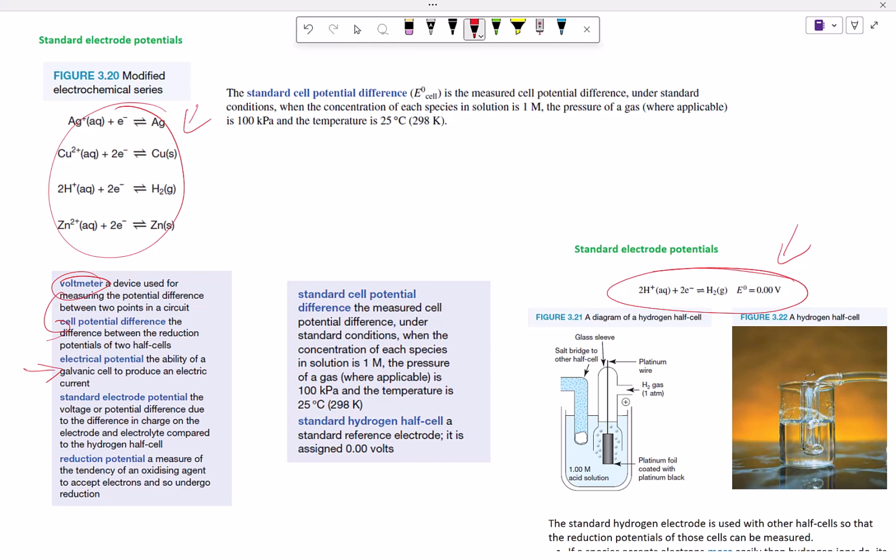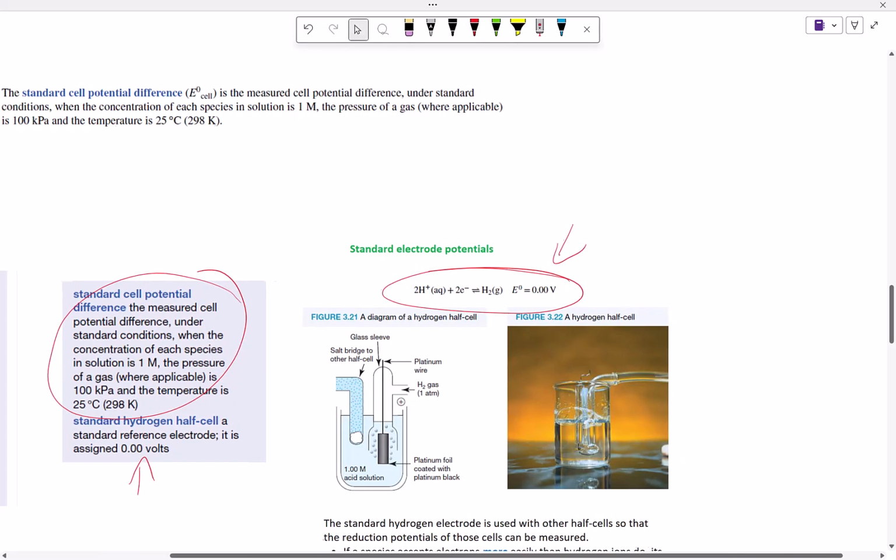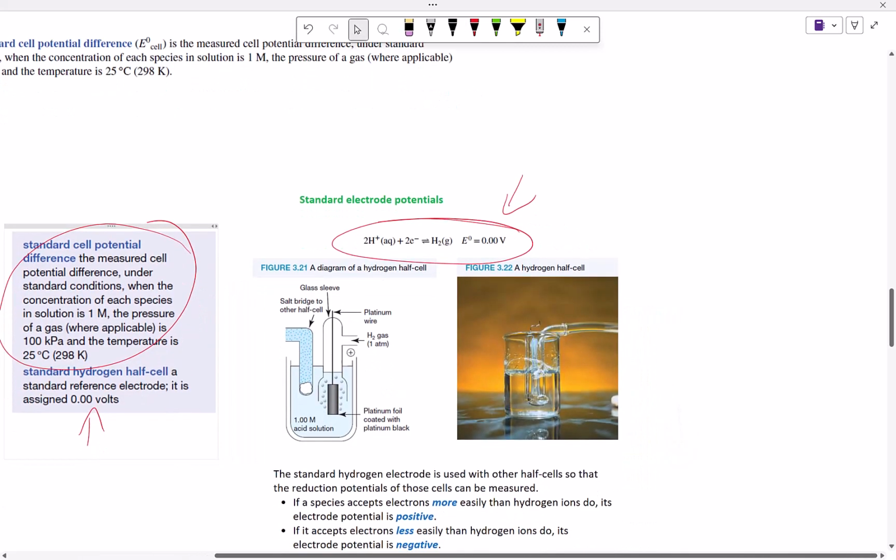And it's all done, as it's written here, under set conditions. It's done in a solution of 1 molar, and the pascals are there if you want, and the temperature is 25 degrees Celsius. And we say that the hydrogen half cell is assigned 0 volts, and that's what's shown over here.